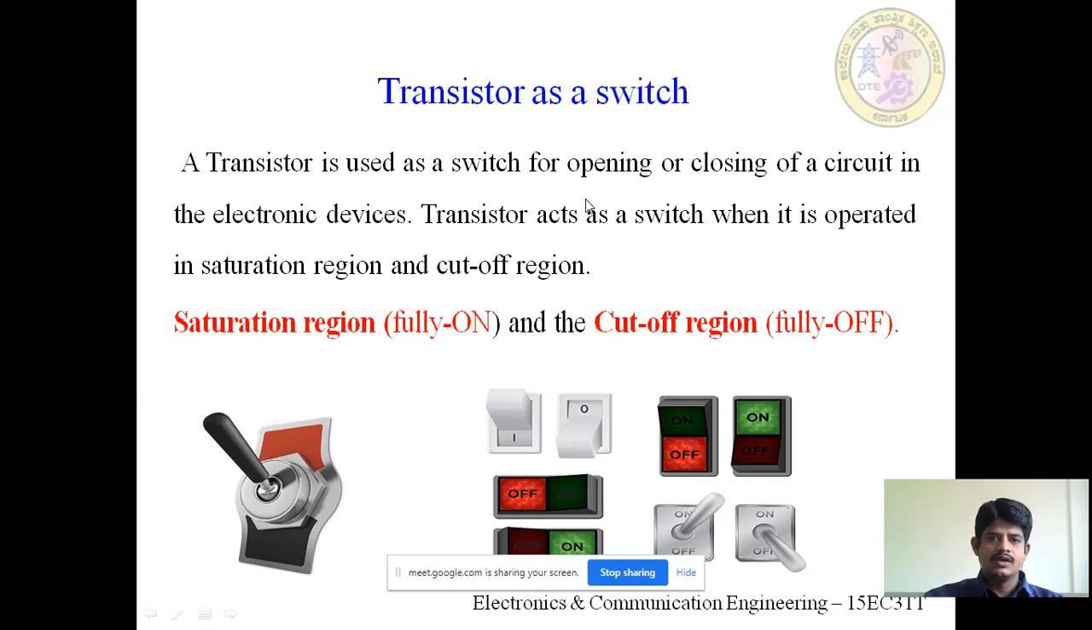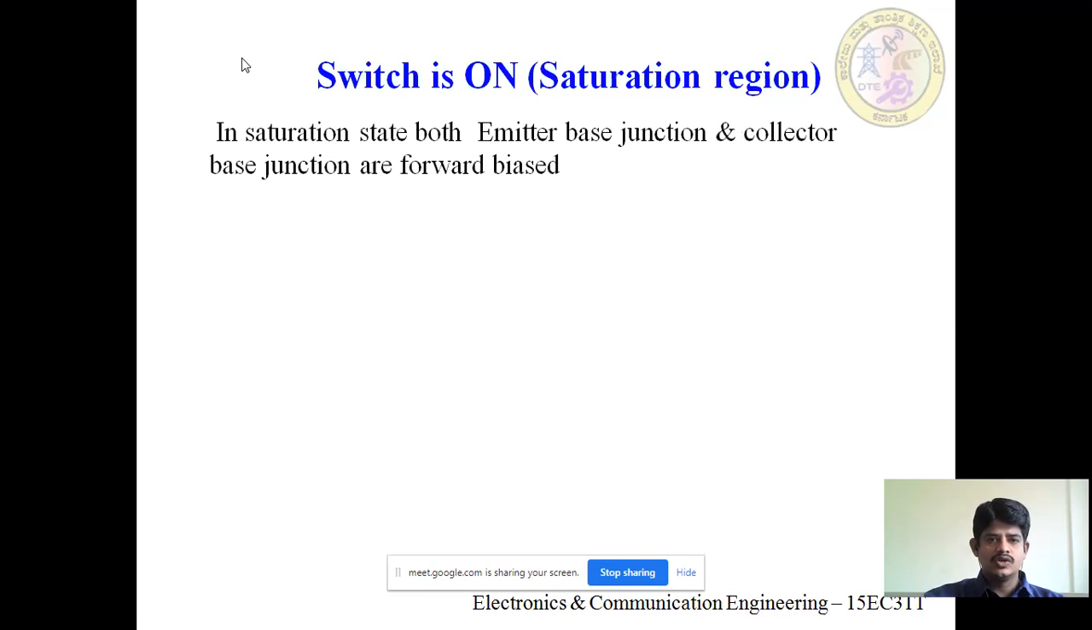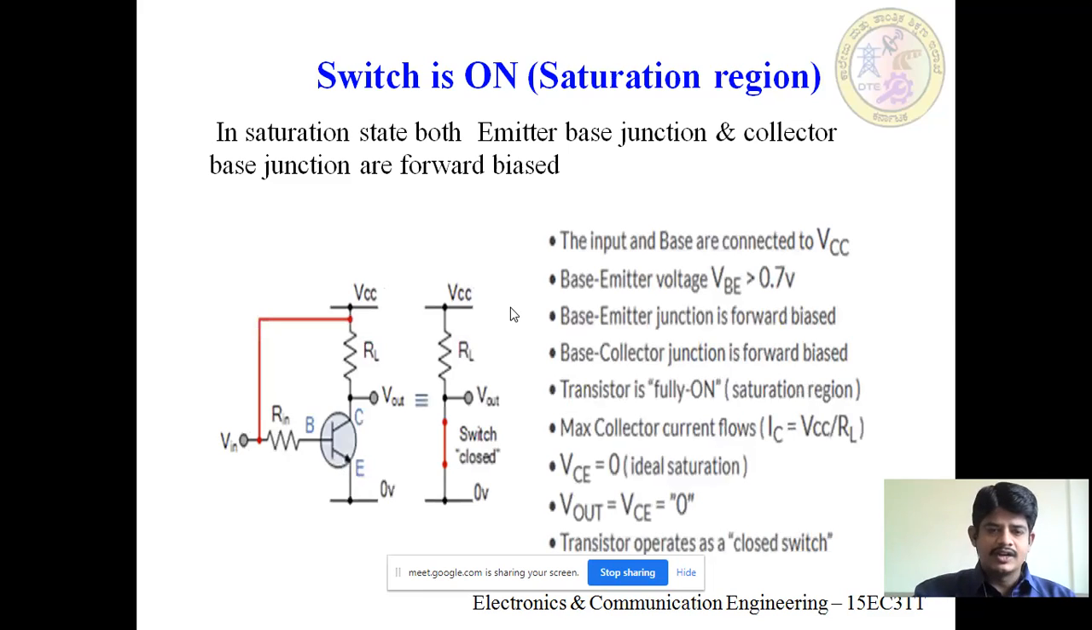Coming to the saturation region, we already know the switch will be acting like on. We already understood the theoretical part; here we will go with the circuitry. This is a common emitter configuration. You can see here the input is applied to the base and the load is RL.